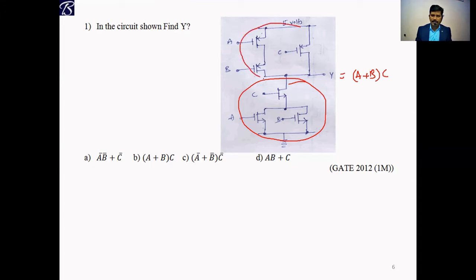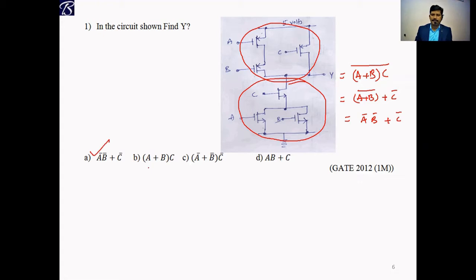And coming to this PMOS region, just take it as a bar. It acts as an inverter. Now let us solve this problem. This is A plus B whole bar. Apply De Morgan's theorem, plus C bar. Once again apply De Morgan's theorem. This is A bar into B bar plus C bar. That's all.